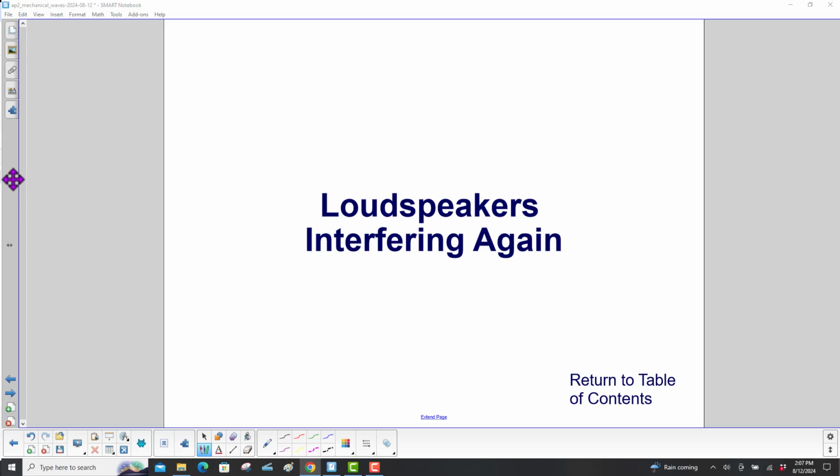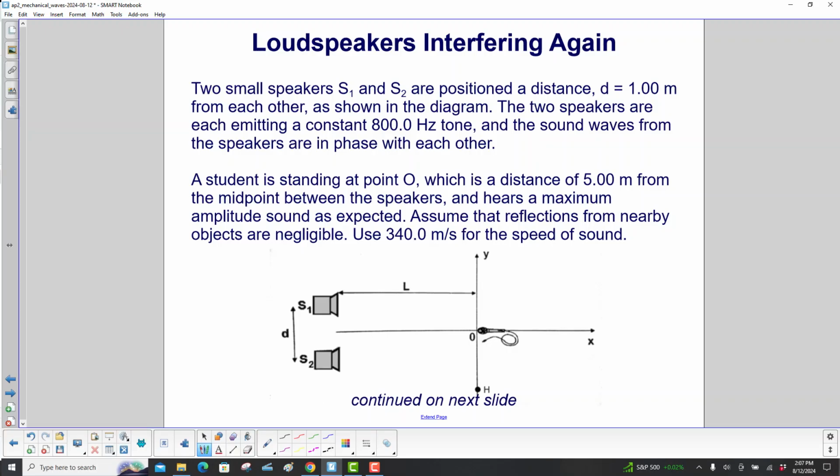Loudspeakers interfering again. Two small speakers, S1 and S2, are positioned at a distance d equals 1 meter from each other, as shown in the diagram. The two speakers are each emitting a constant 800 Hz tone, and the sound waves from the speakers are in phase with each other. A student is standing at point O, which is a distance of 5 meters from the midpoint between the speakers, and hears a maximum amplitude sound as expected.